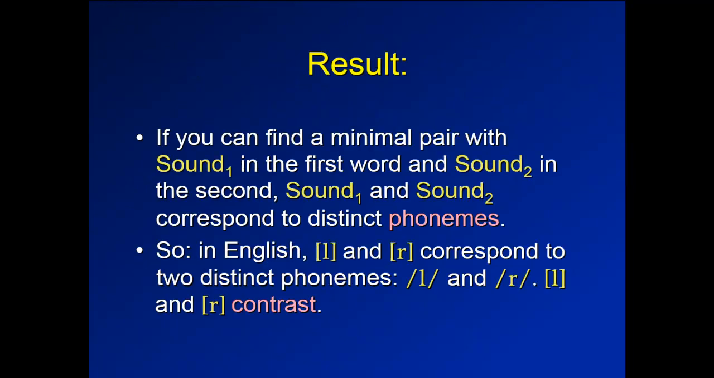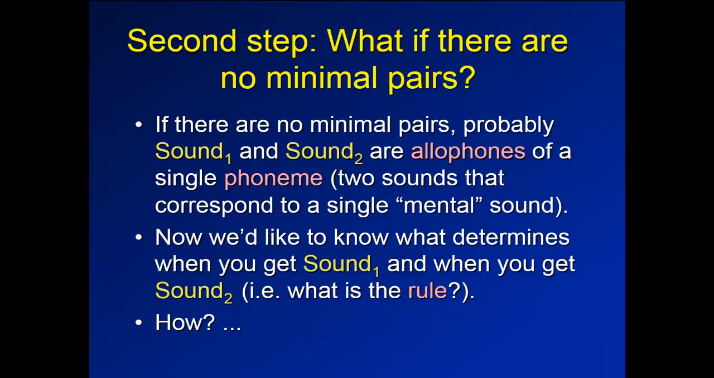Of course, we said that the 2 sounds make the contrast between the words. If we can find a minimal pair with sound 1 in the first word and sound 2 in the second, sound 1 and sound 2 correspond to distinct phonemes. So in English, L and R correspond to 2 distinct phonemes, because they contrast. Now, the second step: what if there are no minimal pairs? If there are no minimal pairs, probably sound 1 and sound 2 are allophones of a single phoneme.